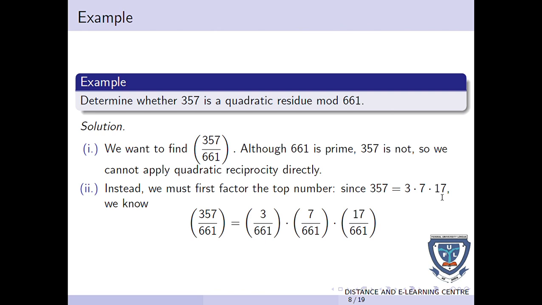Let's look at another example. Determine whether 357 is a quadratic residue modulo 661. Solution: we want to find 357 over 661.